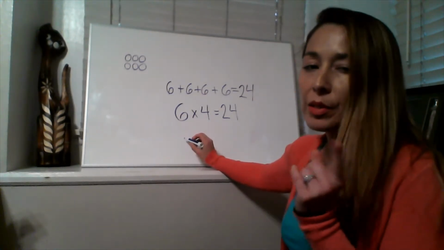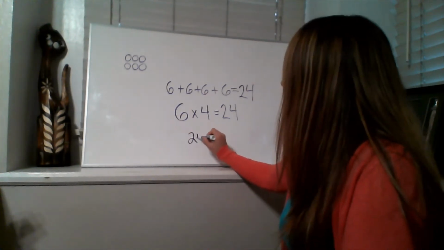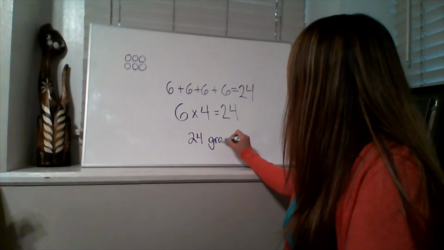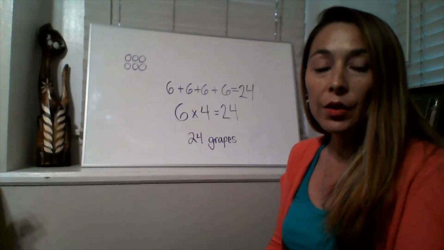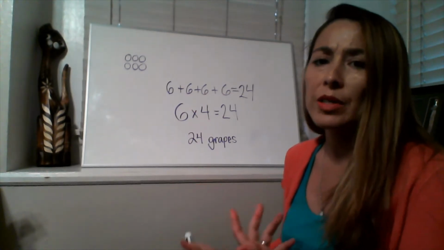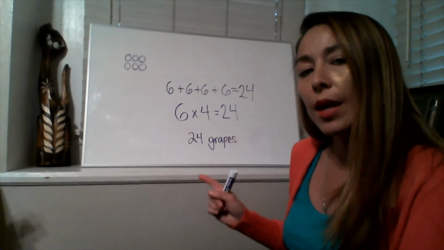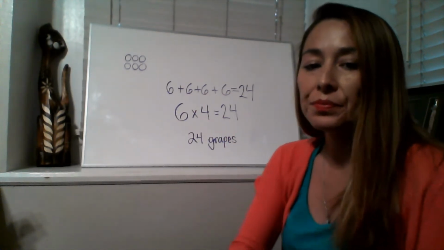And then if we were in school, I know you guys would tell me to label. So I would have 24 grapes. Now you might be looking at this going, okay, yeah, that's super easy. Keep this in mind when you try the next problem.